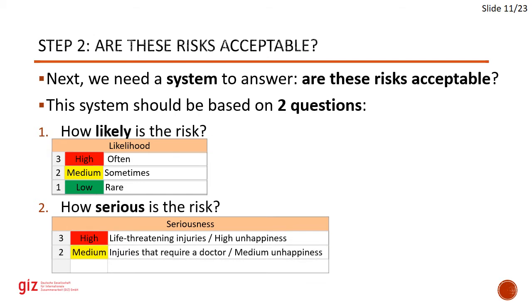If when the risk becomes reality, a doctor is required, or there are medium levels of unhappiness for the client, we say the risk is medium seriousness and we give it a value of 2. For example, the client gets a cold. If when the risk becomes a reality, there are small injuries or there is only a little bit of unhappiness, we say the risk is low seriousness and we give it a value of 1. So this could be, for example, a client tripping over uneven ground.